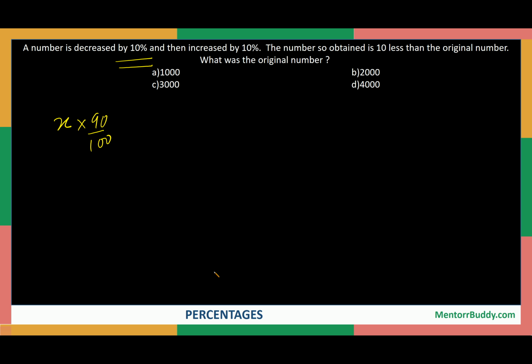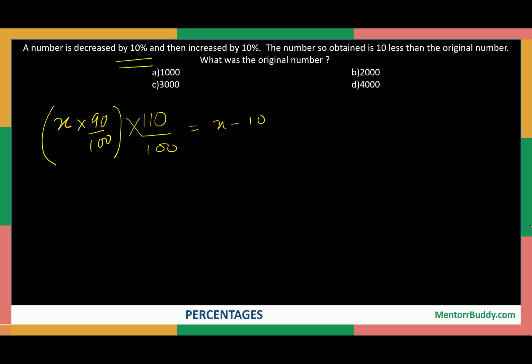Then it is increased by 10%. If any number is increased by 10%, then it will become 110% of that number. So 110% of this value will become 110 upon 100 multiplied by this number. Okay, the number so obtained is 10 less than the original number. It means it is equivalent to x minus 10.